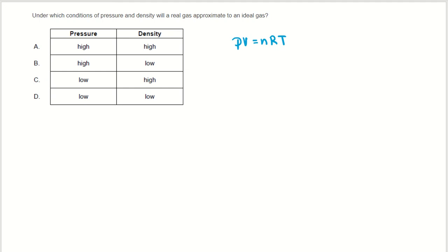I made a mistake here. It should be D. So let's do it again. So here we said the volume is going to be high because this is high and this is low, which means that the density, which is the mass per unit volume, is going to be low as well. Okay, so it's going to be D.